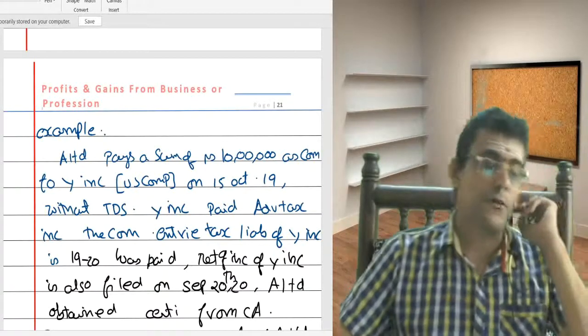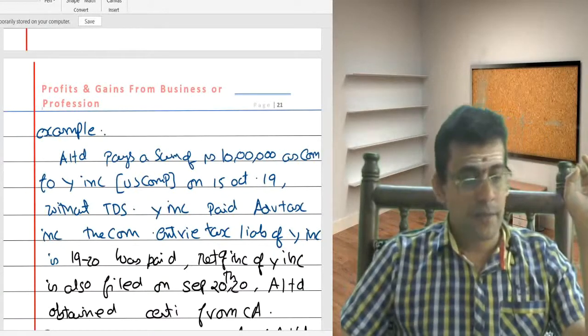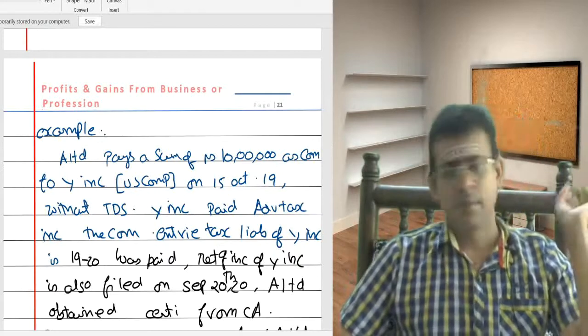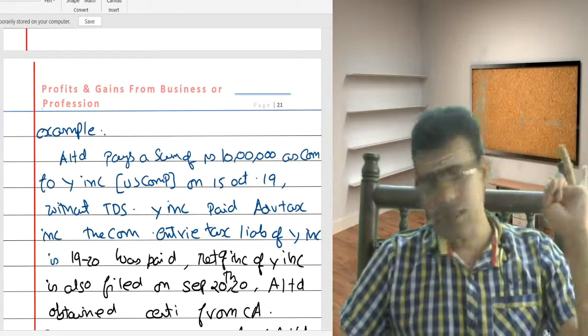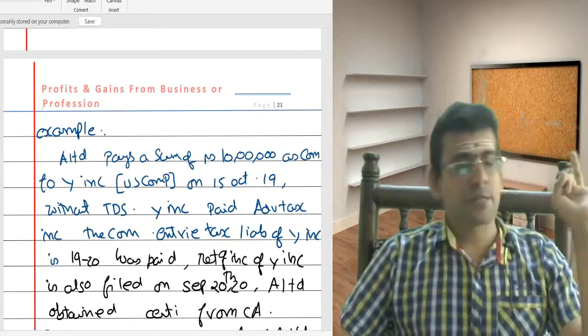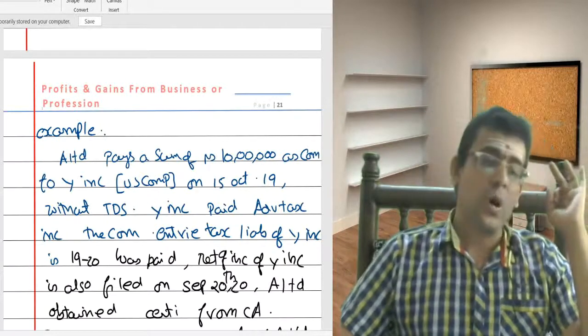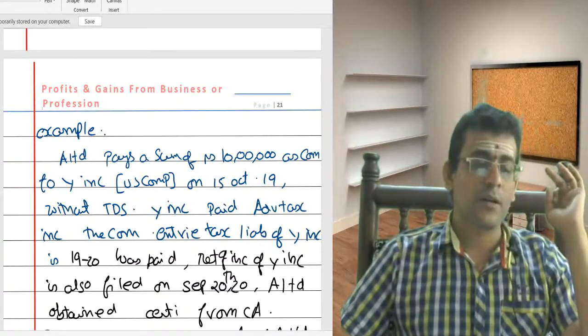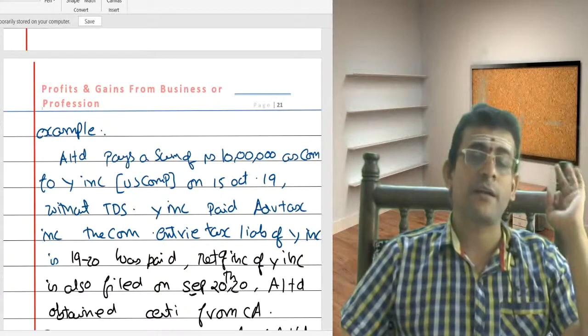So in this case, if you observe, everything is happening. Y Limited paid the entire tax liability. Y Limited has filed the income tax return. A Limited has obtained a certificate from a chartered accountant. So all these things are done. But the return of income is filed in 2020.